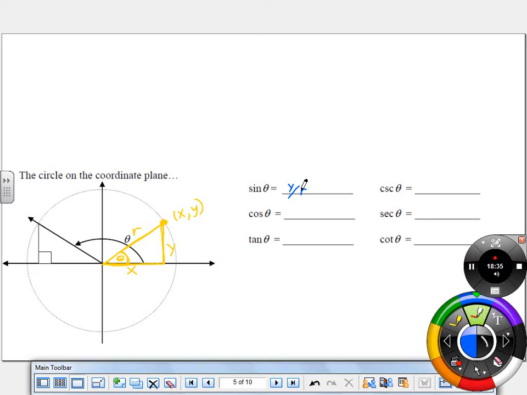All right, what about for the cosine? How would we find the cosine of this angle? Adjacent over hypotenuse, which is x over r. And the tangent, yeah, y over x, opposite over adjacent, right? And then these other trig functions are just the reciprocals of those, right?